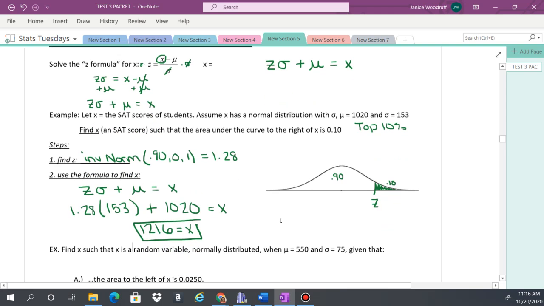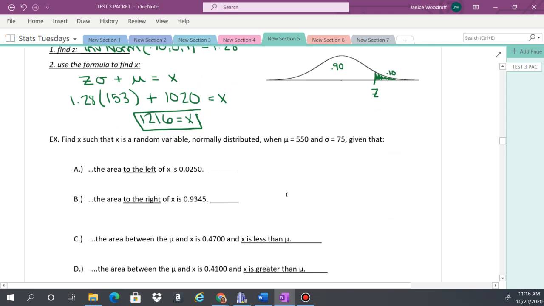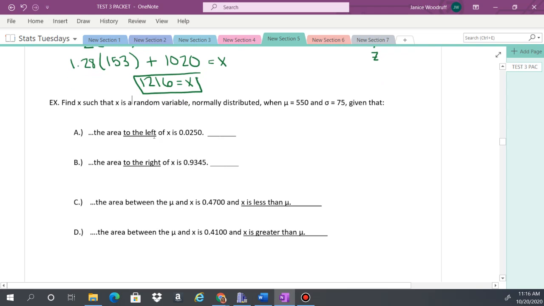All right. And then you have just some more examples, just now without a context, but we could just say that maybe it's like the math section of the SAT, 550 for a mean and 75 for standard deviation. I might be being a little hopeful with that, but let's just say. Find the corresponding value so that the area to the left is 0.0250.